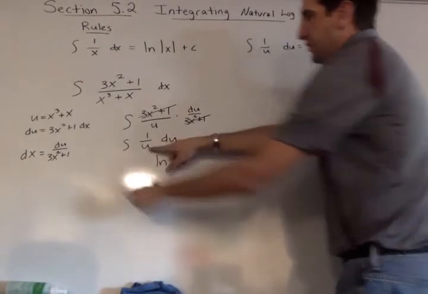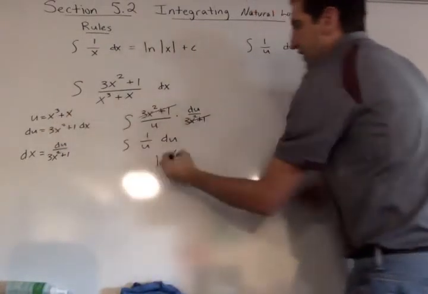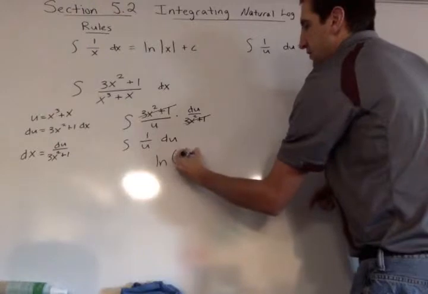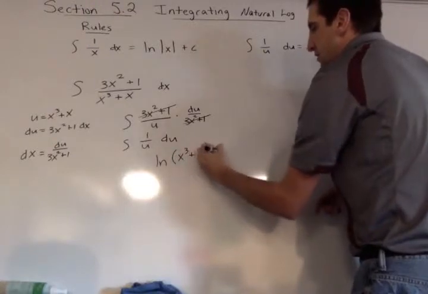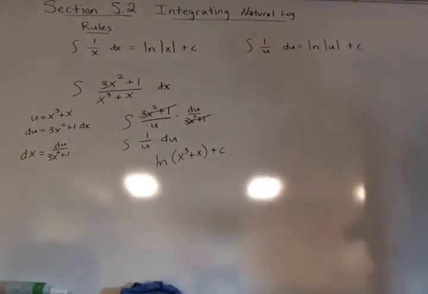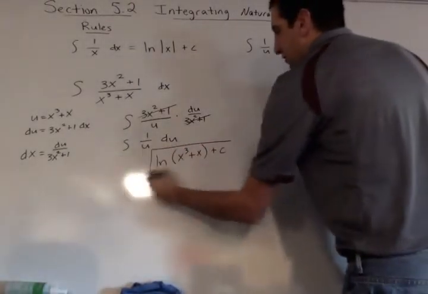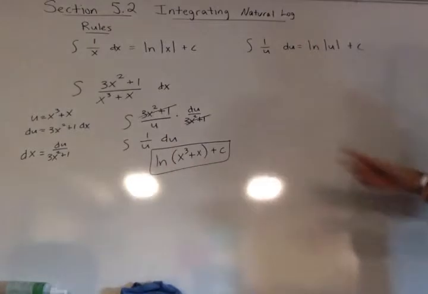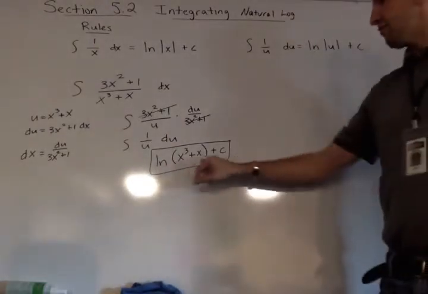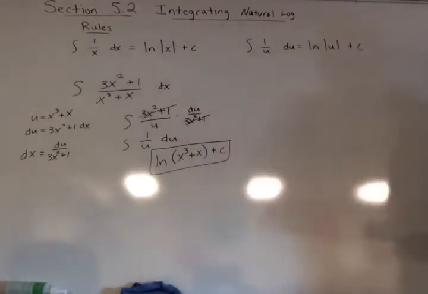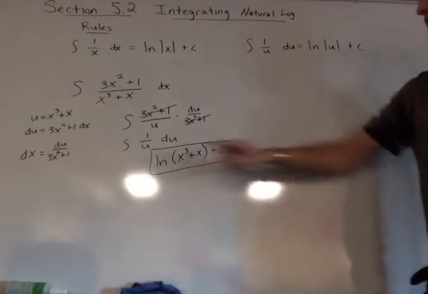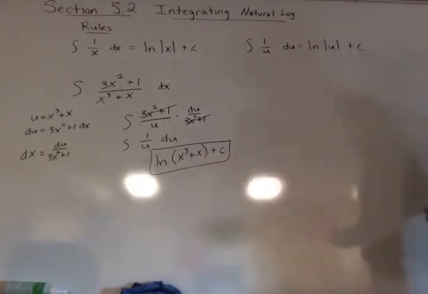And so our final answer here would just be the natural log. And let's replace u with what it was in terms of x. X cubed plus x plus c. And that would be our final answer. Again, you'll notice the book sometimes interchanging the parentheses and the absolute value bars. Again, we just know that our domain would have to be x greater than 0.